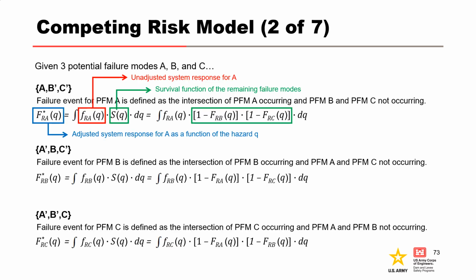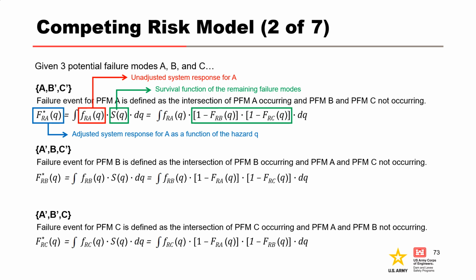In the competing risk model, there is a one-to-one correspondence between the set of potential failure modes and the set of possible failure events. For example, in a system with 3 potential failure modes, A, B, and C, there are 3 mutually exclusive failure events: A but not B or C, B but not A or C, and C but not A or B. The response for each potential failure mode is calculated assuming the survival of the remaining potential failure modes up to the specified hazard.